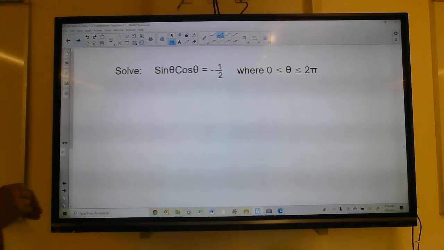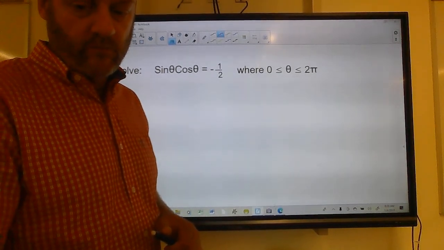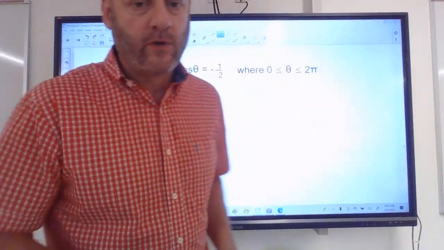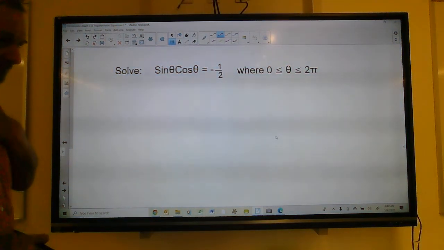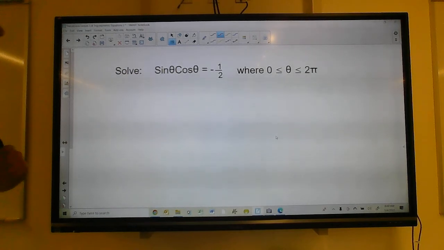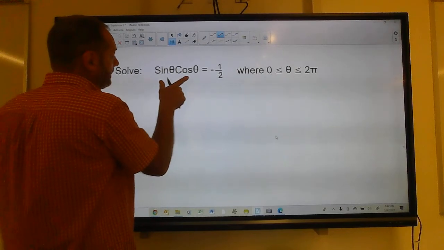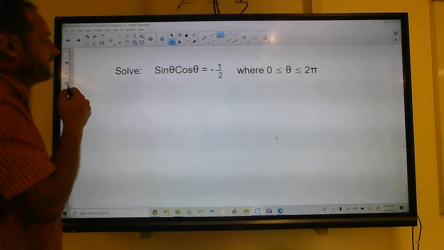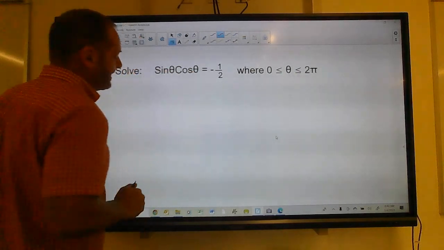Okay, sine theta times cosine theta equals -1. So we got sine theta times cosine theta is -1. Now, this is a problem because I need to either have sines or cosines. And since it's just sine theta, I can't change that to cosines. And since it's just cosines, I can't change that to sines.